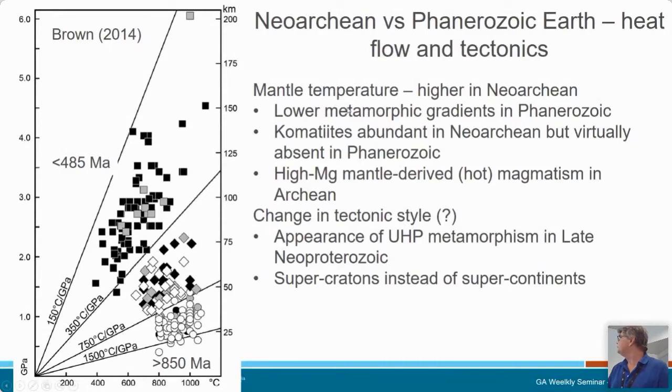The other thing we need to talk about is that komatiites are abundant in the Neo-Archean, but virtually absent in the Phanerozoic. There's high magnesium mantle-derived magmatism in the Archean, these are the sanukitoids and things like that. There's also a change in tectonic style. At about the late Neoproterozoic, we see the presence of ultra-high pressure metamorphism, and also over time we go from supercratons to supercontinents. So there are quite a few changes as we go through geological time.